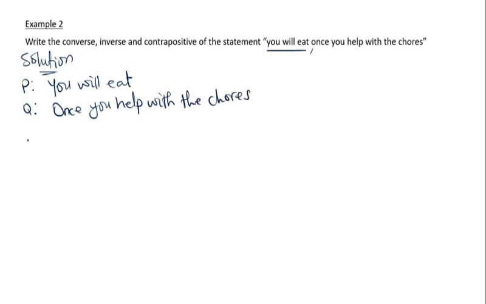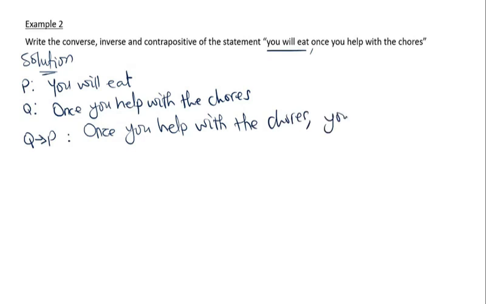So let's go ahead and write a converse. So we know that the converse of this statement will be Q implies P. So that will be, once you help with chores, you will eat. So the converse of this original statement is, once you help with the chores, you will eat. Did you notice we brought the Q first before the P? That is what converse is.